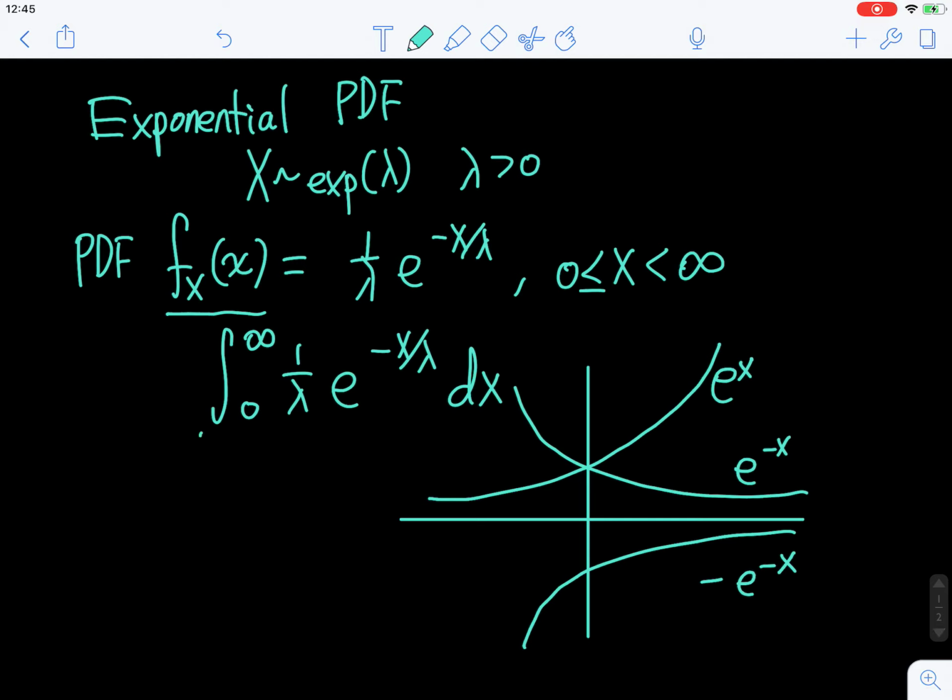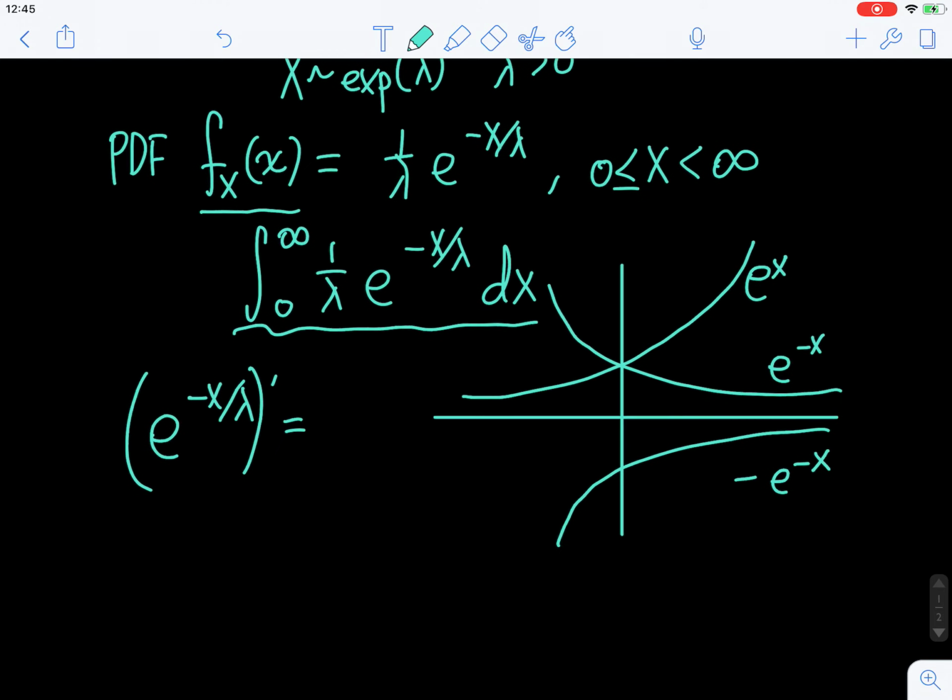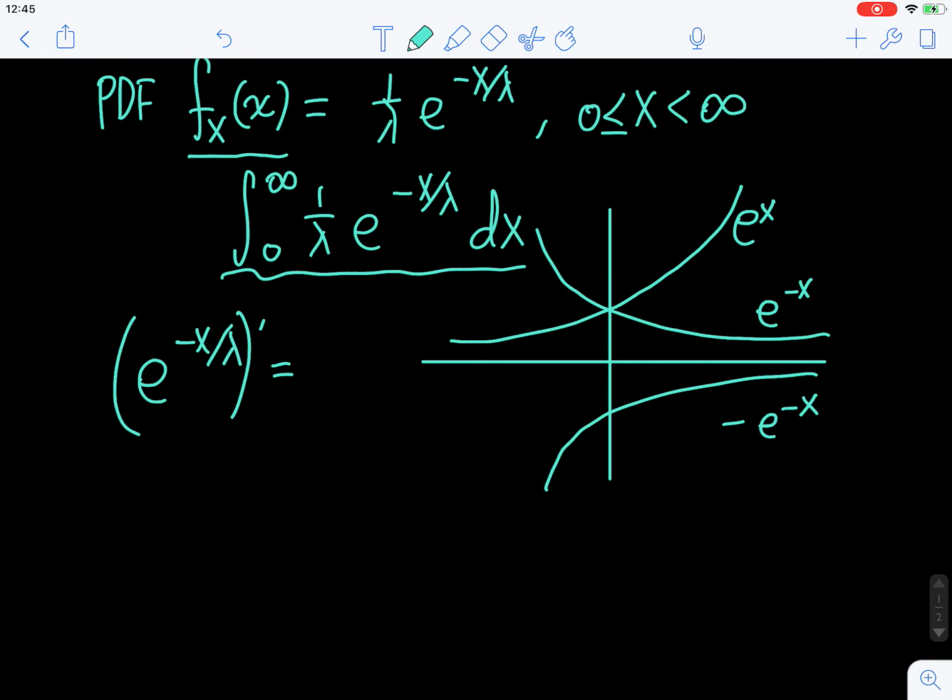Because to integrate this function, we have to think about what happens when we derive it. e to the negative x over lambda. What happens when we derive it? Then we end up with the chain rule, and so we have the derivative of the outside is just itself, so e to the negative x over lambda times the derivative of the inside, and that'll be negative 1 over lambda.